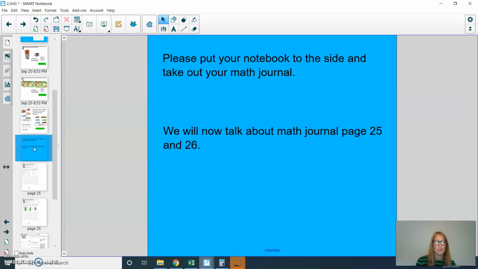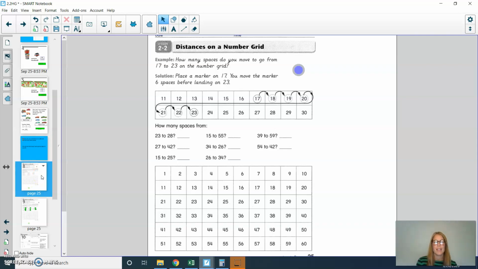But the next thing we'll do is we'll put our notebook to the side and we'll take out our math journal. We're going to take a look at pages 25 and 26. So for page 25, how many spaces do you move to go from 17 to 23 on the number grid? So notice how they placed a counter on the number 17, and then they counted until they got to 23. So they were at 17, so then they counted 1, 2, 3, 4, 5, 6. So 6 spaces before landing on 23.